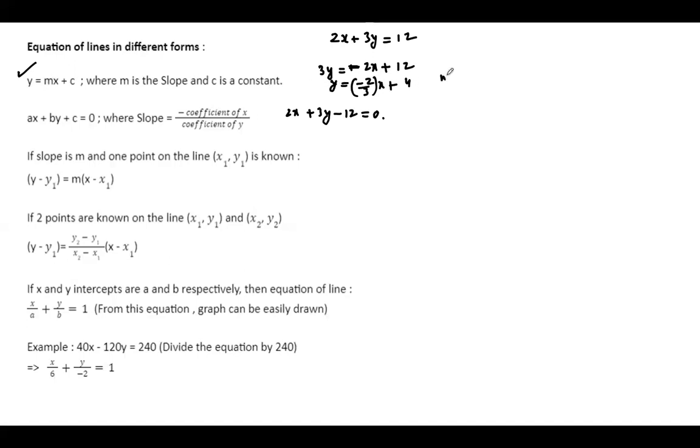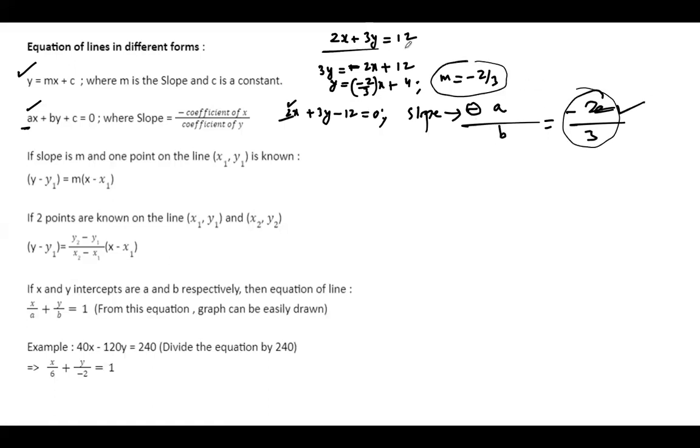So what is the slope of the line? Directly, minus 2 by 3. How will you find the slope here? In the second part, I have given slope is minus of coefficient of x, which is a, divided by coefficient of y, which is b. Minus of coefficient of x, 2, divided by coefficient of y, 3. So again the same slope, as we are talking about the same line. Okay. This we have discussed.